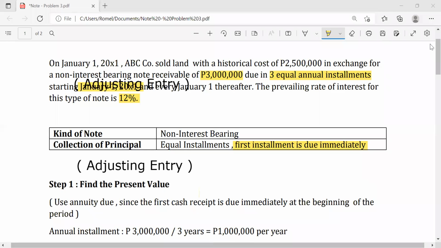So, what are the takeaways that we had for this video? Number one, nagmamatter kung kailan mo matatanggap or kailan mo makokolekta ang first installment. Kasi if it is due immediately, we will be using the annuity due. If it is due 1 year from now naman, anong gagamitin natin? We will be using the ordinary annuity formula. So take note na pag equal installments ang problem, kailangan nyo talagang basahin or you really need to read kailan ang first collection. Because meron siyang implication sa pag-compute ng present value and the amortization table and even the journal entries. May implication kung kailan ang first installment collection.